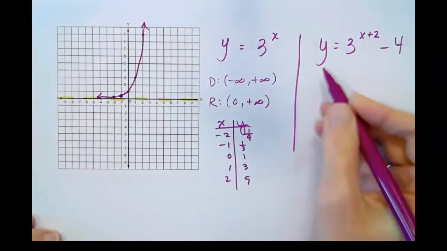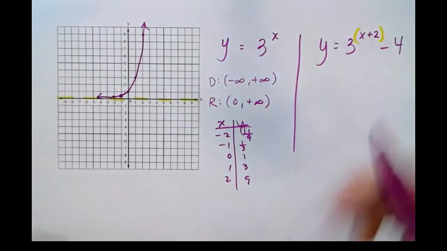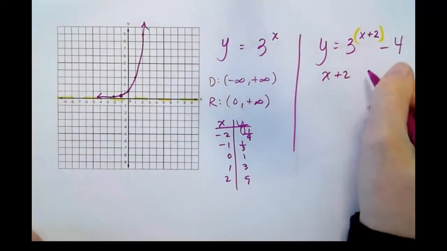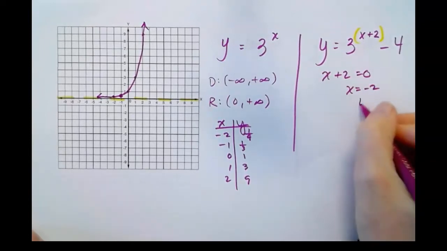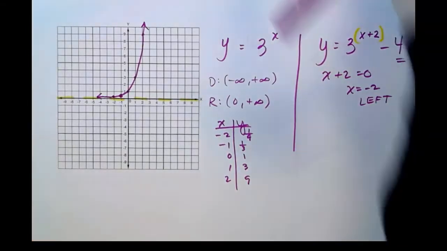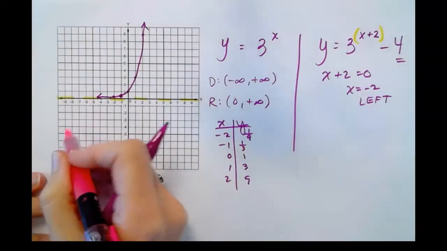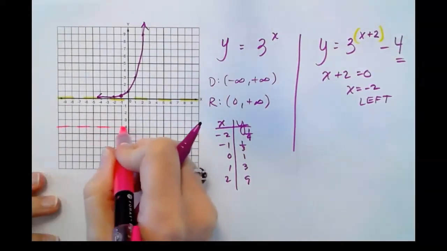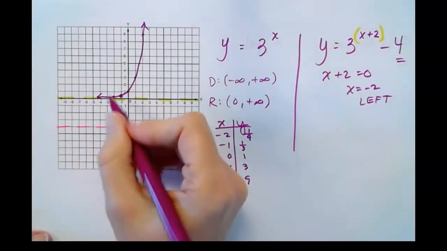Now, to draw our transformation, we've got the quantity including x is x plus 2. So if x plus 2 is set equal to 0, we see x equals -2. So this function is moving to the left 2, and it is also moving down 4, which is going to give us a new horizontal asymptote at -4. So the graph is simply moving down 4 and 2 to the left. And you can just translate all of those points.